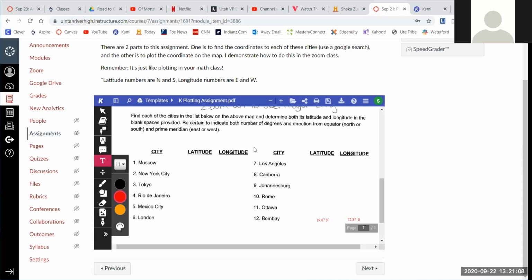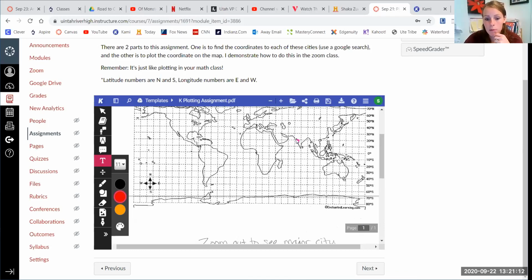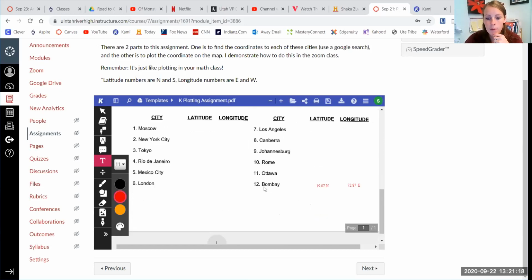All right. Okay, awesome. So again, just make sure that you are plotting it. There's 2 parts. You're plotting it and you're writing down the latitude and longitude of each of these major cities. So remember Bombay, it basically is Mumbai. I should just edit that on my paper because it used to be Bombay. Now it's Mumbai. It was changed recently.